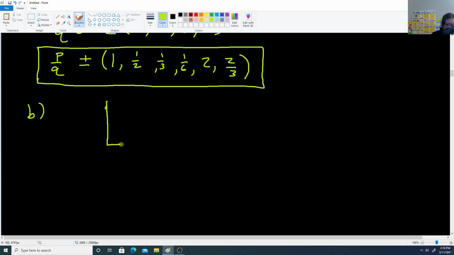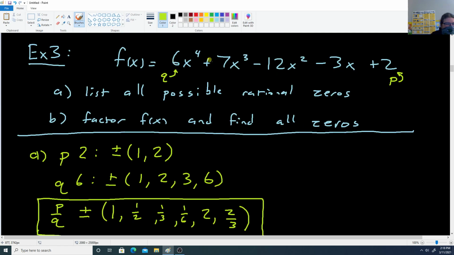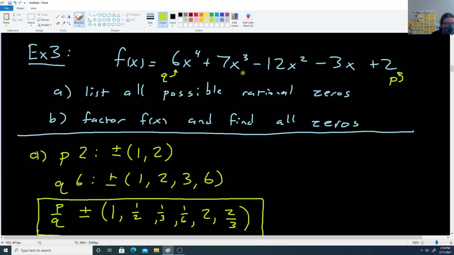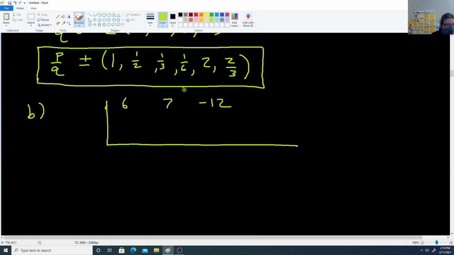So what I do is I load in my numbers for my function for a synthetic division. I'm looking for remainder 0. So I have 6, 7, negative 12, negative 3, and 2. Looking through my numbers, I'm going to start with the easiest numbers on the list. So I'm going to start with positive 1, then I'll look at negative 1, then positive 2, then negative 2, then I'll go into the fractions if I need to.